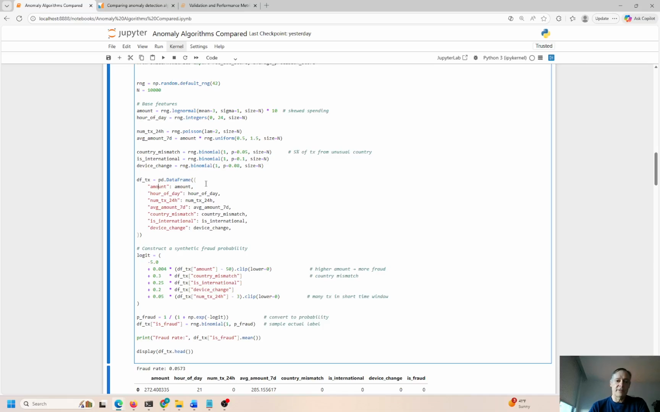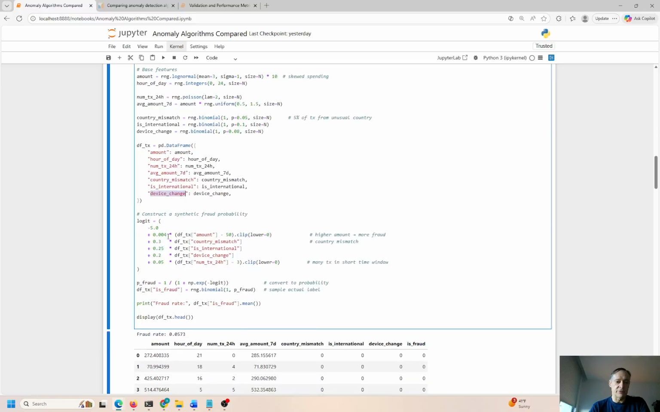So we have the data frame here. We have a dictionary. You can tell by the curly braces here. And this is the key. This is the value, key on the left, value on the right, key on the left, value on the right. So we have the amount, the hour of the day, the 24-hour period in terms of numbers, average amount over the last 7 days. So we're looking at time series here. Country is international, and then device that the fraud was committed with.